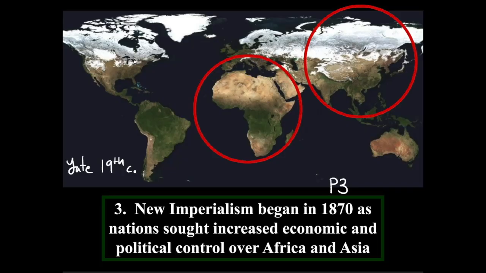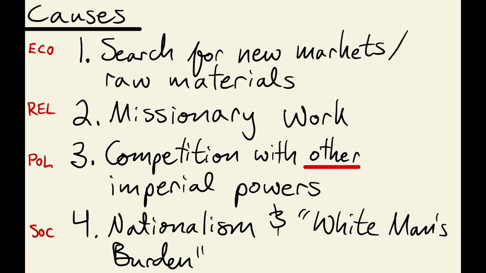So the causes of new imperialism. Okay, we're going to talk about 4 of them. We're going to talk about economic, religious, political, and social causes. Number 1, economic causes. There was a search for new markets and raw materials.